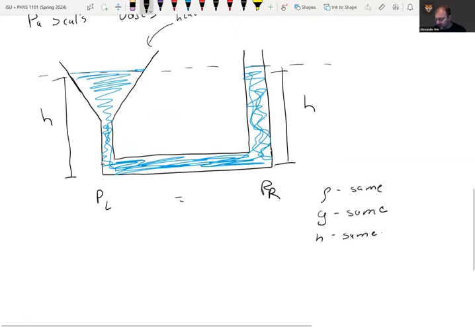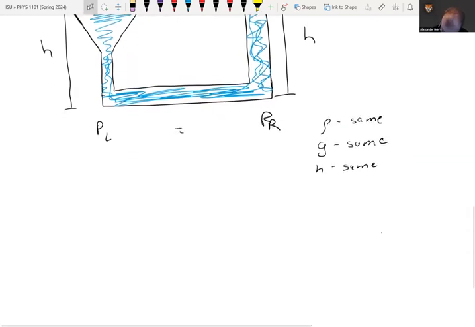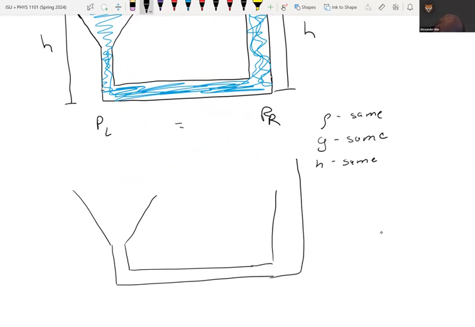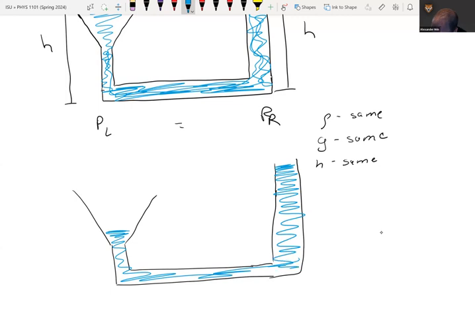So the idea behind this is that the pressure is the same on each side. Now, if I try and draw the system again, just real quick. What if we have water only up to there on the left, and then we pour some water in on the right? So basically, we pour water in.